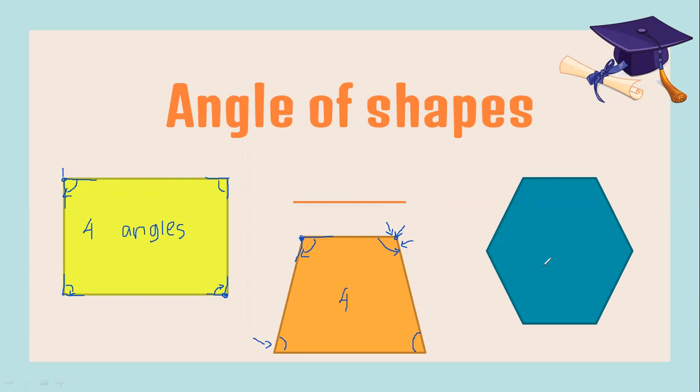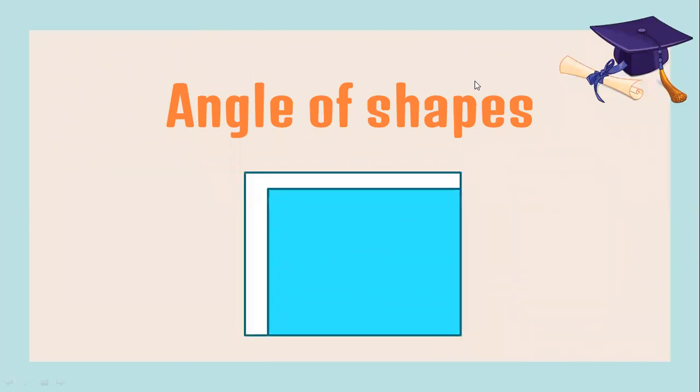And for the last example, the concept is the same. Two lines meet at another point. This case, this case, this case, this one, this one, this one. So we know this shape has six angles. Even though the shape looks like this, we can also count how many angles are in this shape.